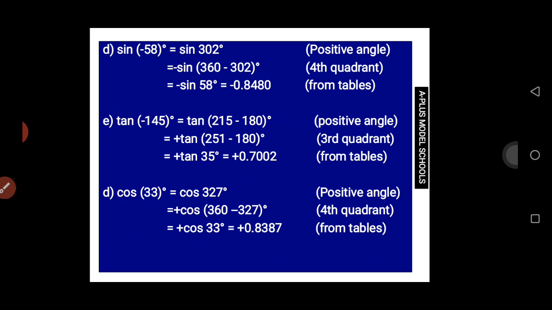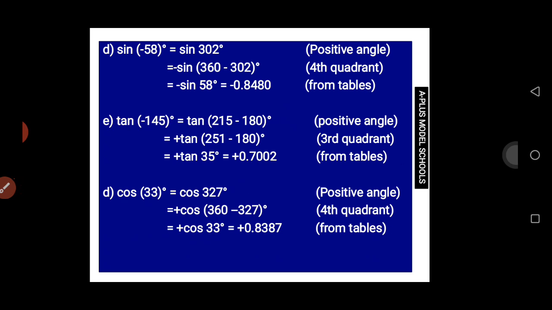Then example D, which is sine minus 58 degrees. This is a negative angle, which you are going to read in a clockwise direction, and which will fall in the fourth quadrant. So the first thing I will do here is to return this minus 58 degrees back to a positive angle. How? I told you in the previous example that if I have minus 58 degrees, the best thing to do is to add 360 degrees to it.